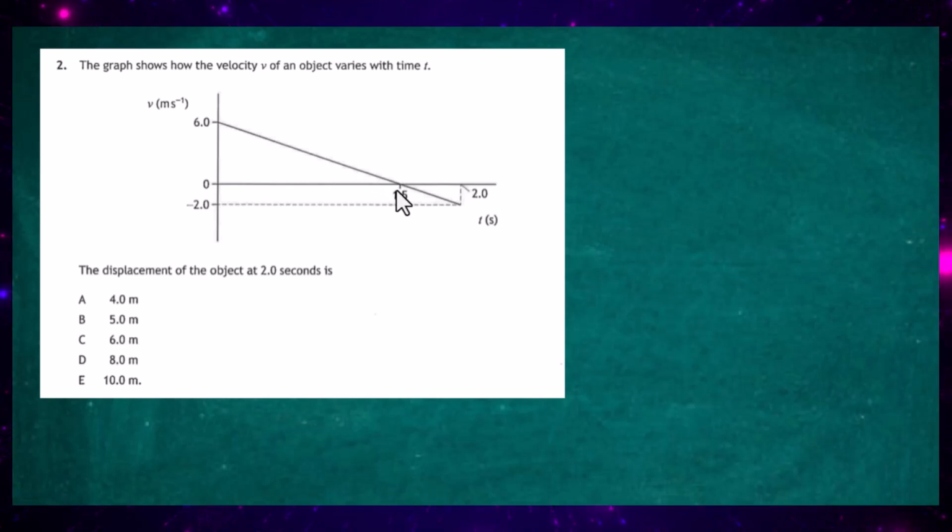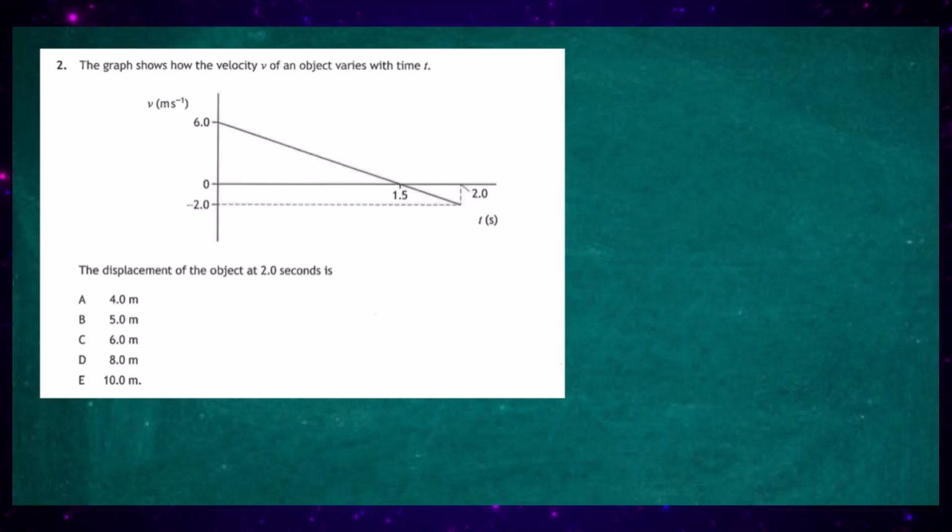And then the velocity goes negative. Now, what that means is that it's going in the opposite direction. So from this part of the graph, the object is travelling to the right, say, and in this part of the graph here, the object is travelling to the left. So when we come to work out displacement, we have to work out the area of the graph.